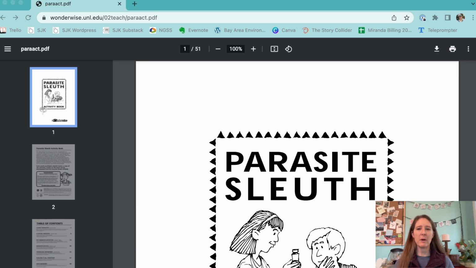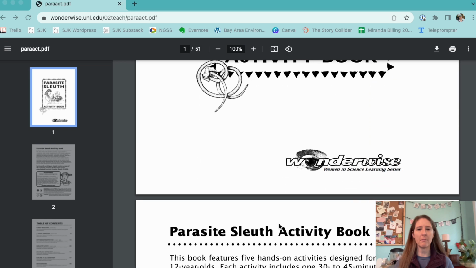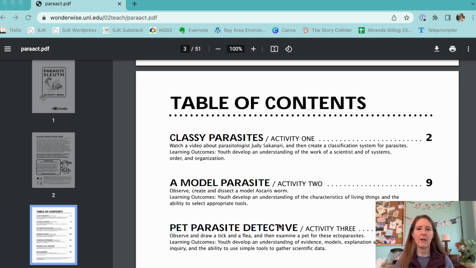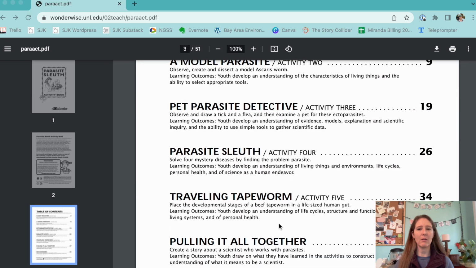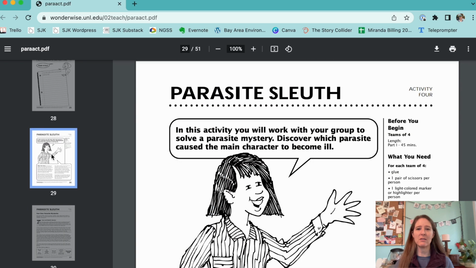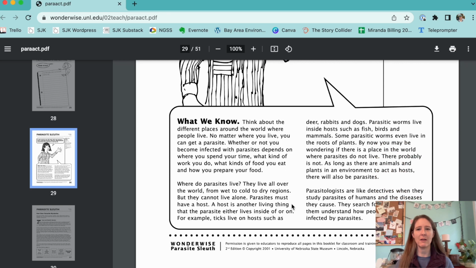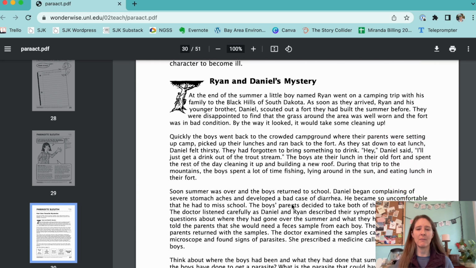This activity is part of a collection of lessons by WonderWise, a program through the University of Nebraska State Museum. There are five different lessons about parasites. The activity we'll be talking about today is called Parasite Sleuth. Just like the title suggests, your students will become detectives trying to figure out which parasites infected which humans. It's also a great introduction to scientific case studies.